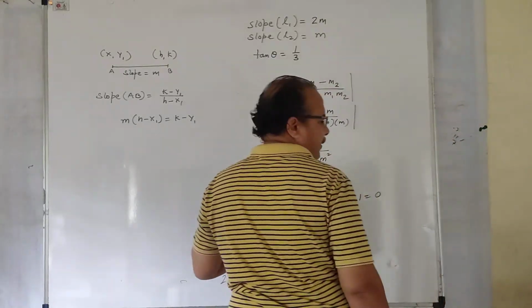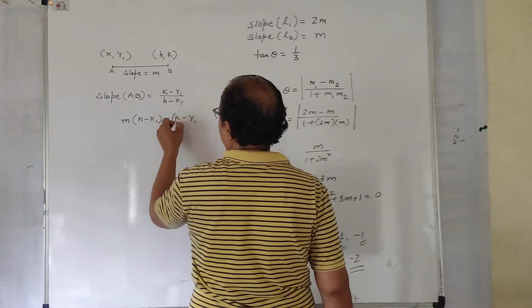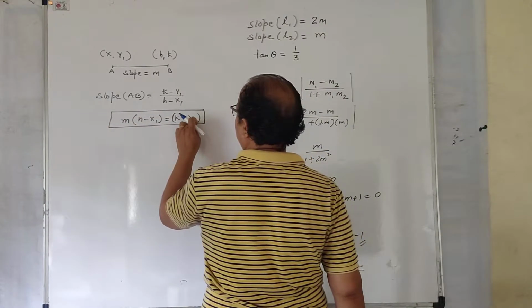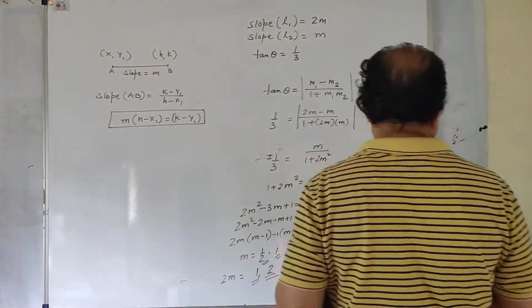And now what we are having? The same we have to prove. यही हमें prove करना था. ये आ गया हमारा यहाँ पर. This is what we have to prove.